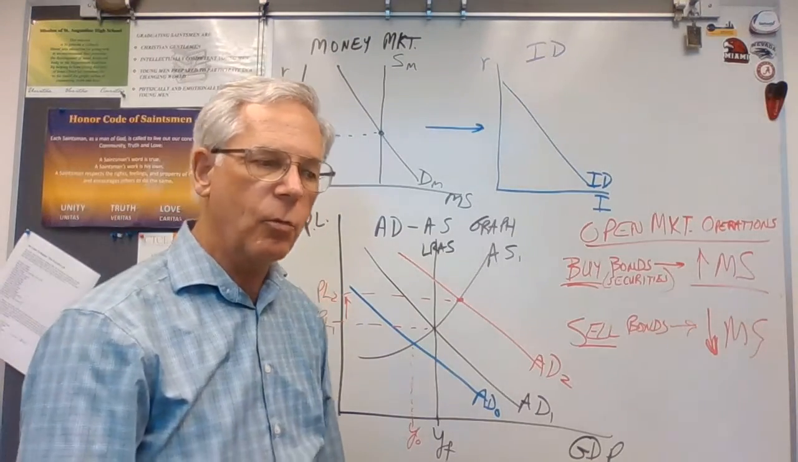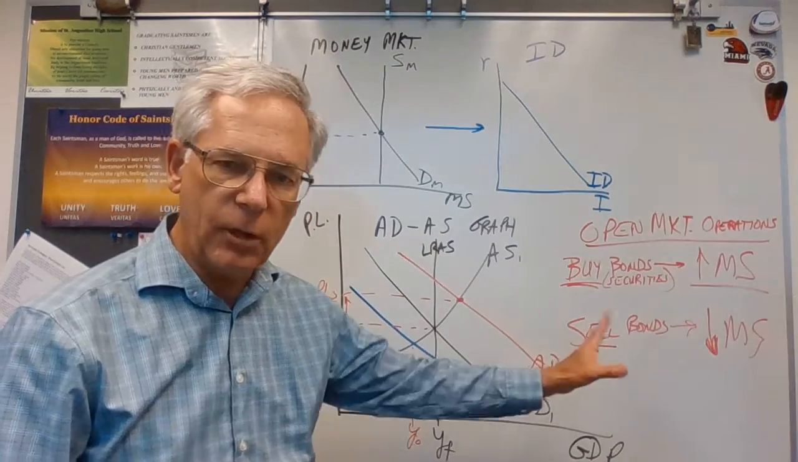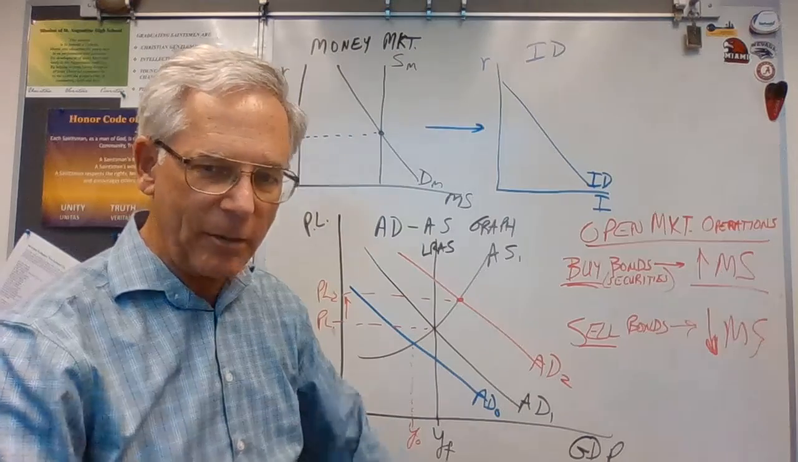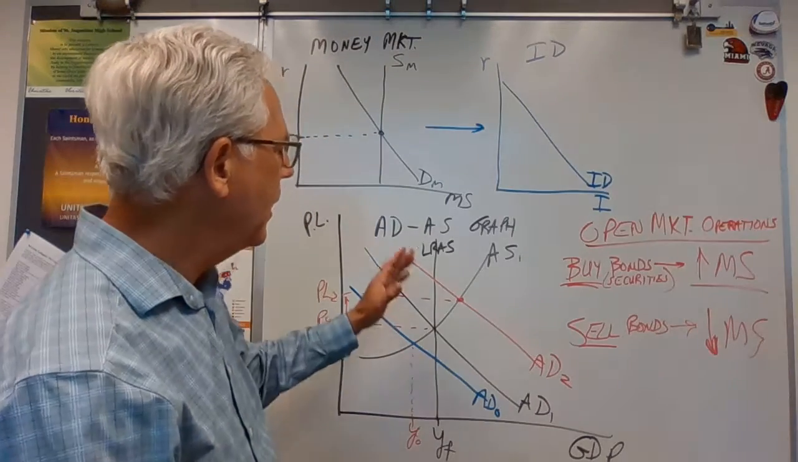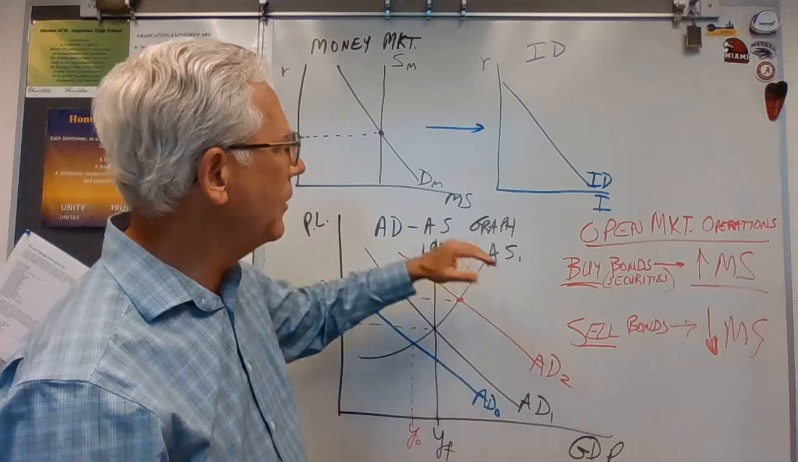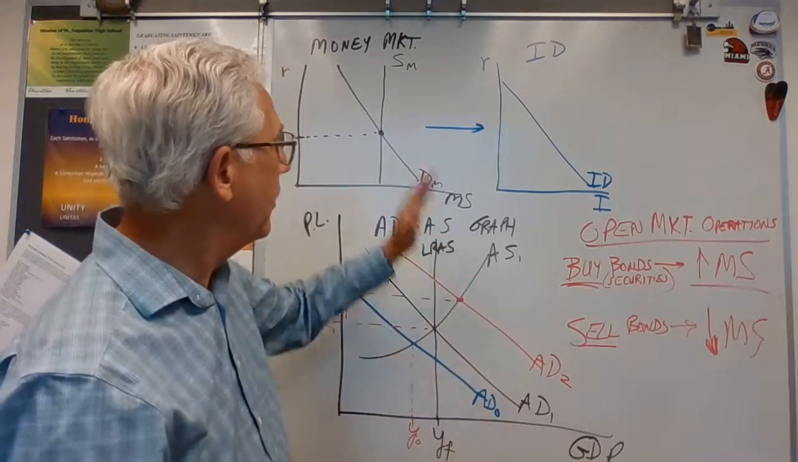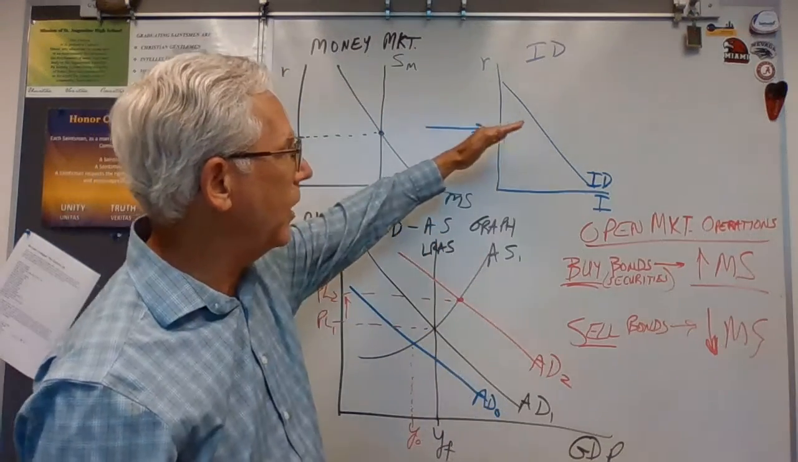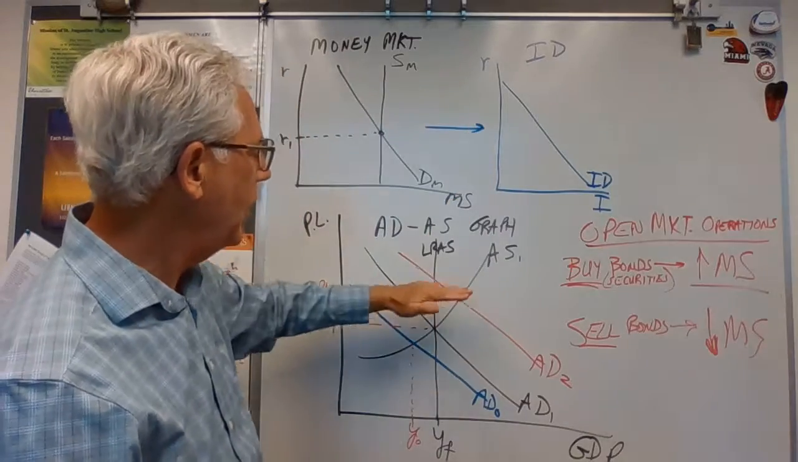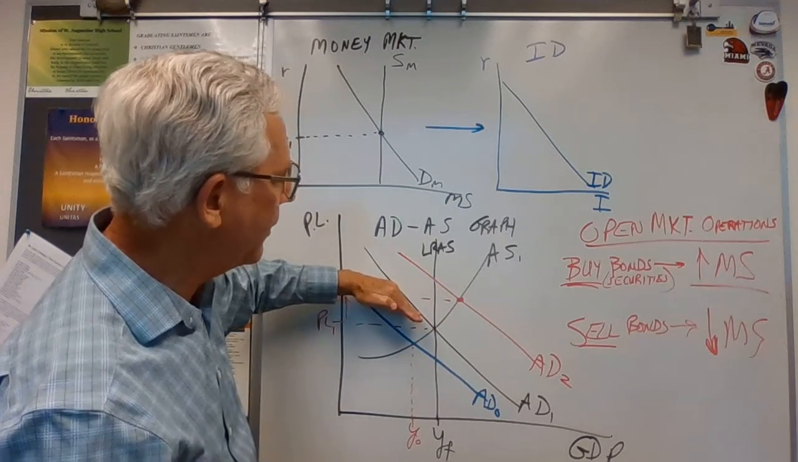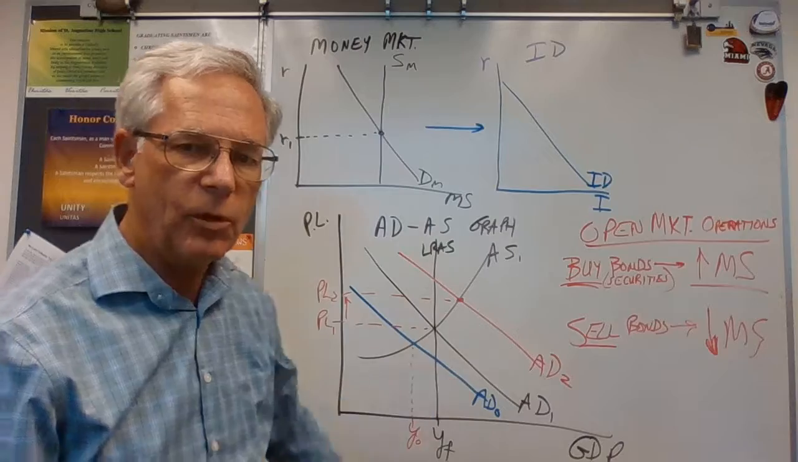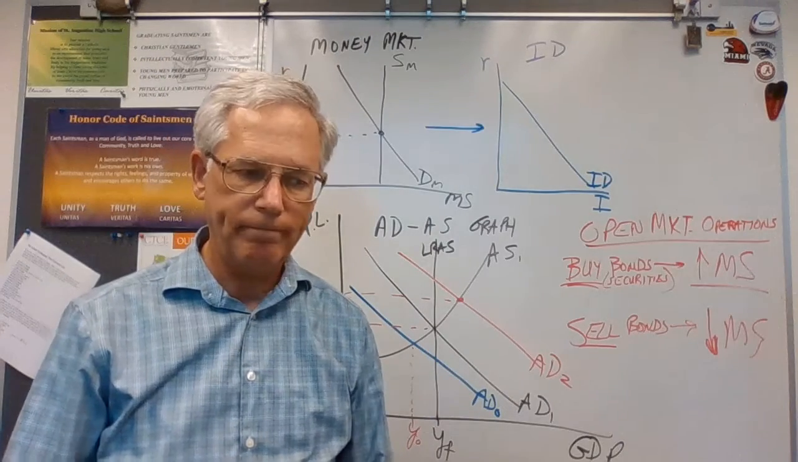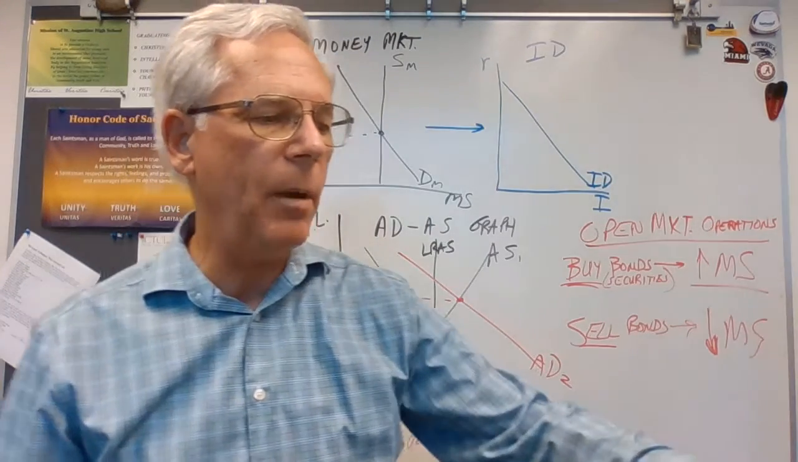That's how open market operations work. That's all you need to know. If you can explain what I'm yammering on about right now, you got it made. And of course, when they sell the bonds, reduce the amount of money, it drives interest rates up, businessmen spend less, and the AD comes back to the left, and we stave off further inflation. Okay, so that's monetary policy.